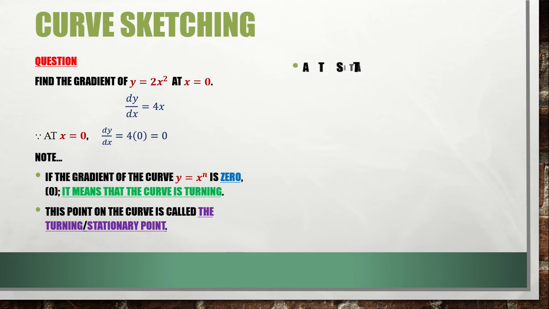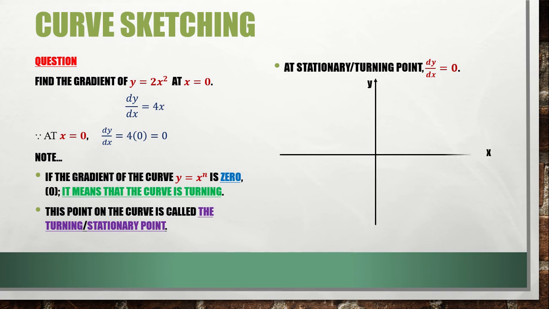Now let us see a graphical representation of this turning point, of what I simply mean that the curve is turning. So at a stationary or turning point, the gradient is usually 0. Now if I have my curve like that, the turning point is basically this point here.